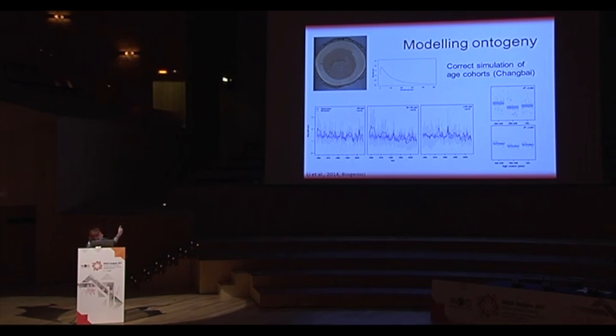Here I'm showing a single tree at the top, and you're seeing how ring widths increase during the early phase of the tree's growth and then gradually decrease.